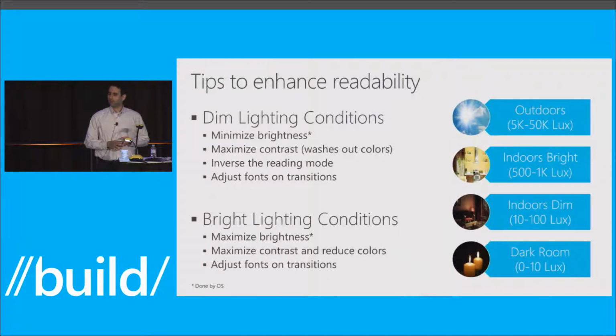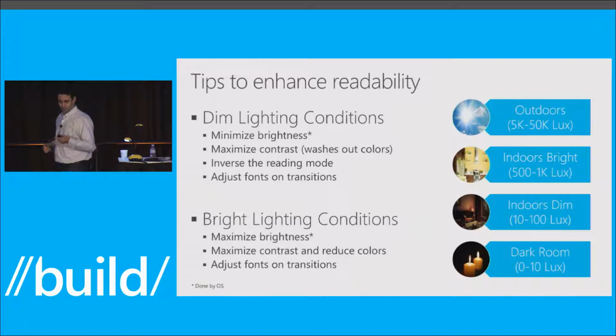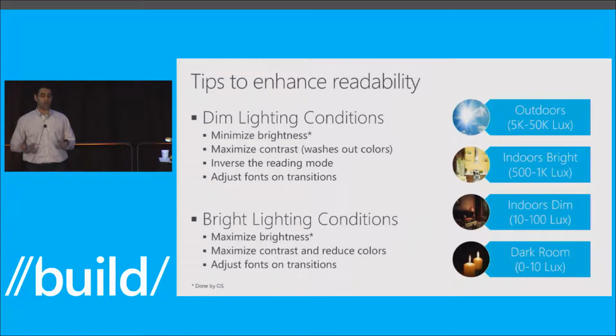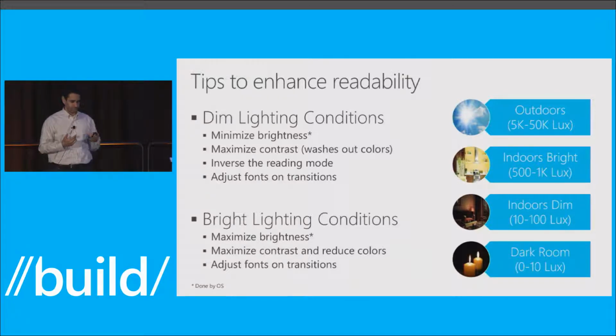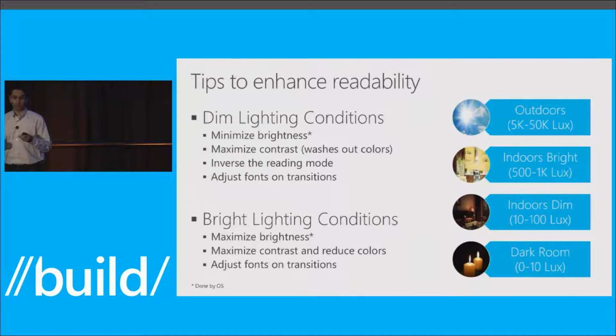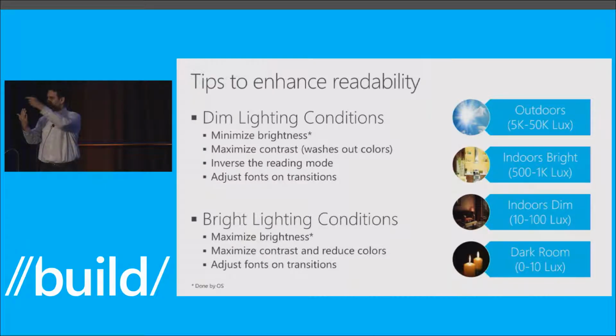But we said, okay, readability team, what's the next thing that an app should generally do? And they came back with the following guidance. The first thing is maximize contrast. I understand that you wash out colors because of that, but it at least provides readability. The third thing, especially in the dim lighting conditions, is go through and inverse the reading layout. So if you had white on black, change it to black on white. The benefit of a dark or a black background is that's what the eye sees pretty much all around it in a dark room anyways.